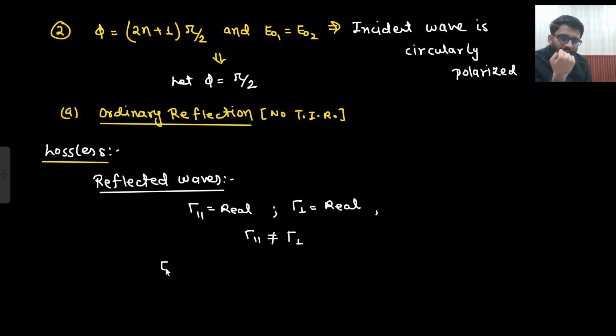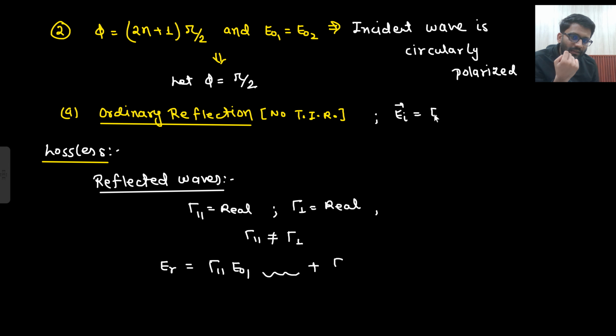So what will be my reflected field? My reflected field will be multiplied with gamma parallel E naught 1. Something would be coming here that I don't care about. And what is my incident field that I did not write? Incident field is E naught 1, don't care about that, plus E naught 2 e to the power j phi, don't care about that.